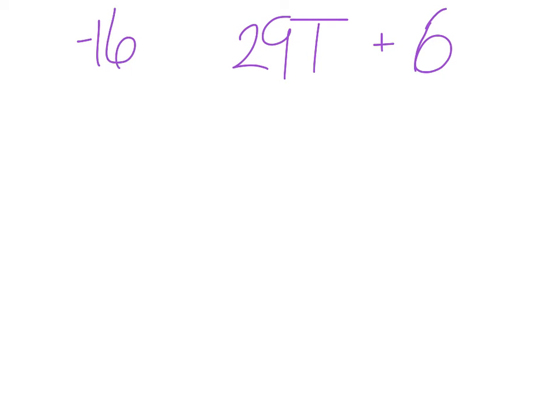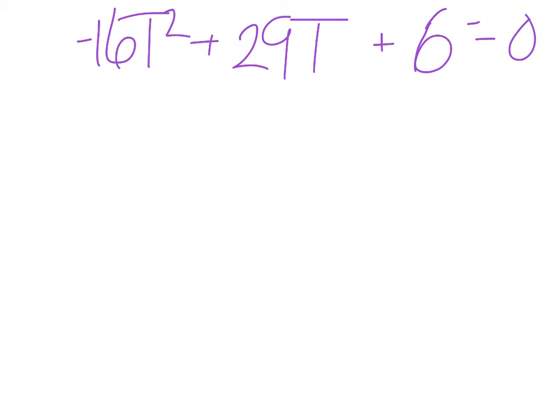So this is number 22. It talks about a shot put, upward initial velocity of 29 feet per second, initial height of 6 feet. So that's 29t, and then initial height of 6. Ooh, nice looking 6 there. And still negative 16t squared. Alright? So let's see, how many seconds will it hit the ground? That means we want it to equal 0 when we're done.